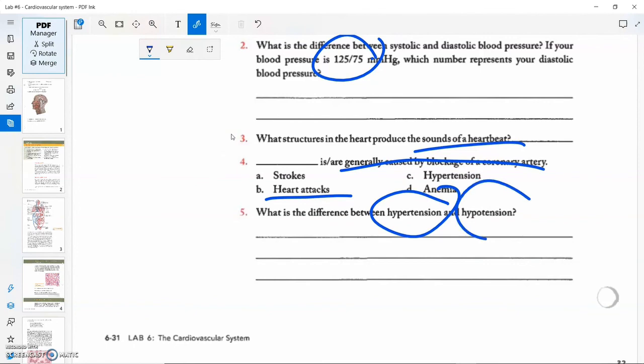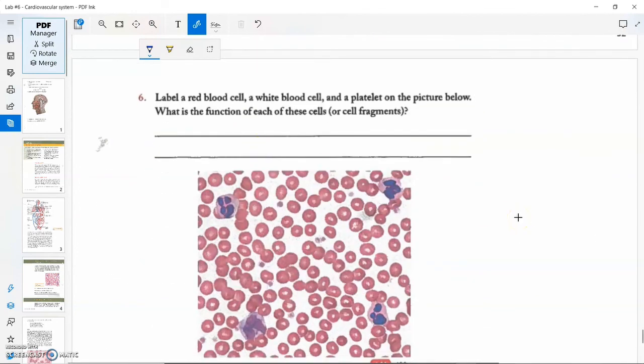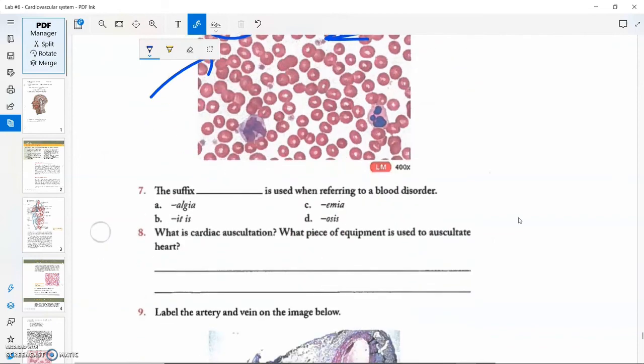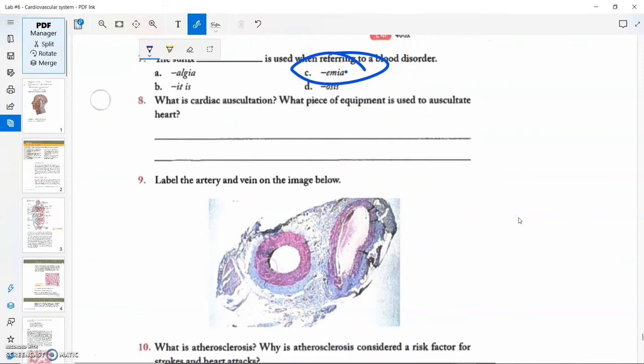Hypertension is the high blood pressure. Red blood cell, white blood cell, platelet. Red blood cell carries oxygen, white blood cell fights off infection, and the platelet is responsible for clotting. Blood disorders are characterized by the suffix -emia. Cardiac auscultation is listening to the heart using a stethoscope. Artery and vein.